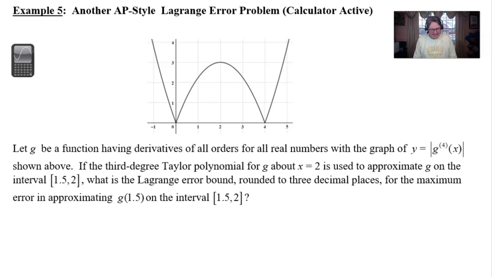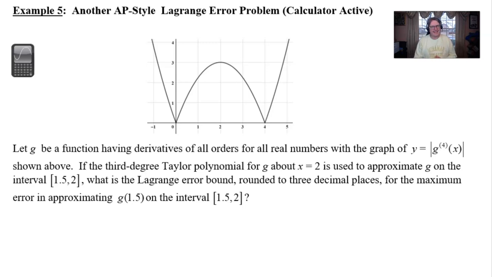The problem says to let g be a function having derivatives of all orders for all real numbers, with the graph of y equaling the absolute value of the fourth derivative of g of x shown above. If the third degree Taylor polynomial for g about x equals 2 is used to approximate g on the interval 1.5 to 2, what is the Lagrange error bound, rounded to 3 decimal places, for the maximum error if we wanted to approximate g at 1.5 on that interval?